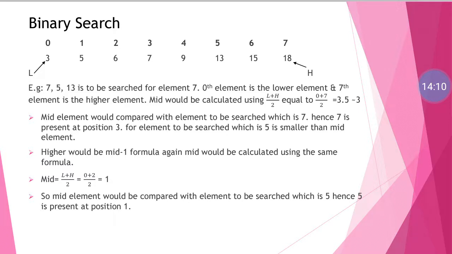But consider a case where it is not the midmost element. For example, 13 is the element to be searched. Then what happens? In a similar fashion we will compute the midmost element, which is at index 3. Fine. Now we need to check whether the element to be searched is greater or lesser than the midmost element. If the element to be searched is greater than the midmost element, then our focus should be on the right hand side. If it is lesser than the midmost element, then it has to be focused on the left side. I hope it is clear.